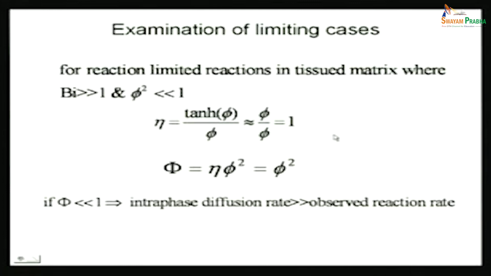Now eta equals 1 means that observed reaction is equal to intrinsic reaction. Now phi square much lesser than 1 means diffusion is much faster than intrinsic reaction. It also is much faster than observed reaction, fine. So, this is one of the limiting cases we did.